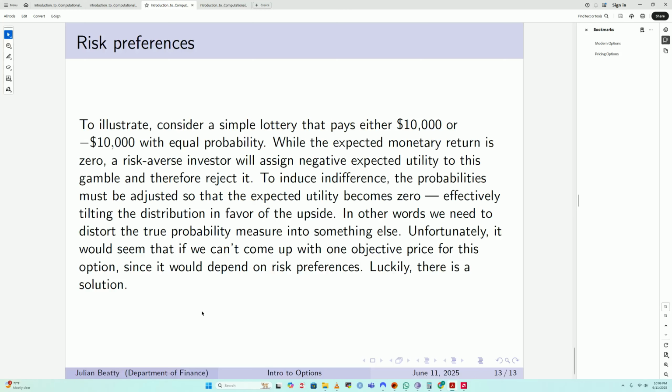However, basically the problem we're at here is if the option requires us to take into account risk preferences, then that would in principle mean that there's no objective way to value it. It just depends on the risk preferences of the investor. However, luckily there is a solution, and with a little bit of math, we can actually come up with a specific price.